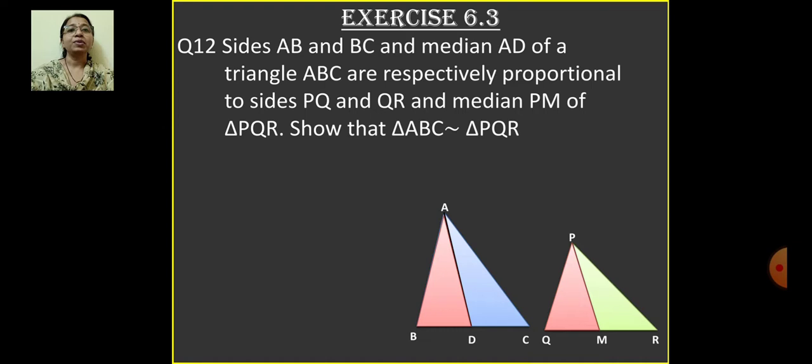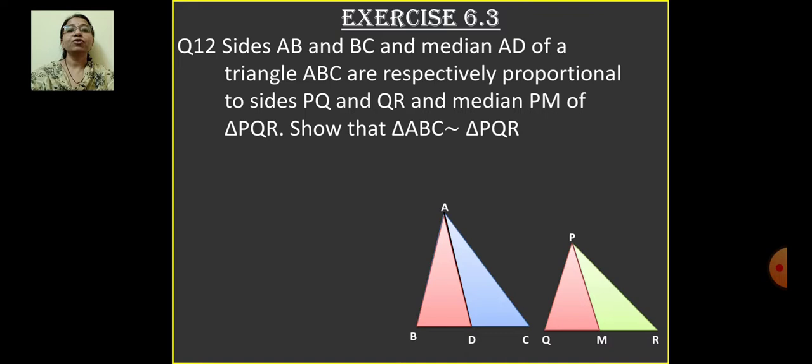Sides AB and BC and median AD of a triangle ABC are respectively proportional to the sides PQ and QR and median PM of triangle PQR. Then show that triangle ABC is similar to triangle PQR.